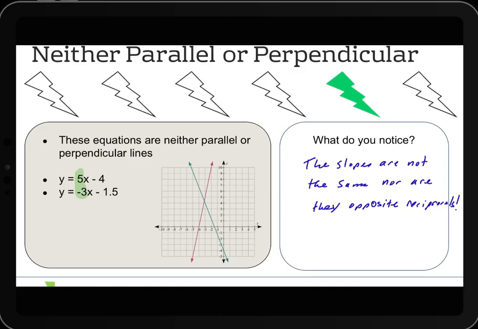So while they intersect, they do intersect, but not at a 90-degree angle. By saying that they don't have opposite reciprocals for slopes, nor are the slopes the same, we're showing that this is a case where it's in fact neither of those, and this is what that would specifically look like in this case.